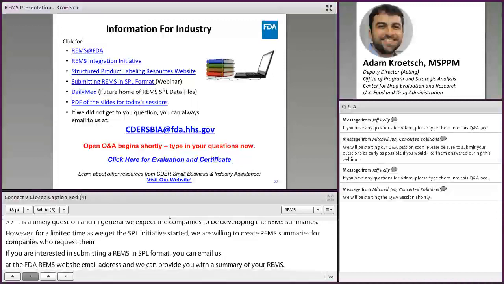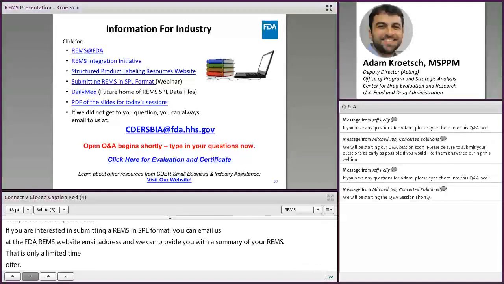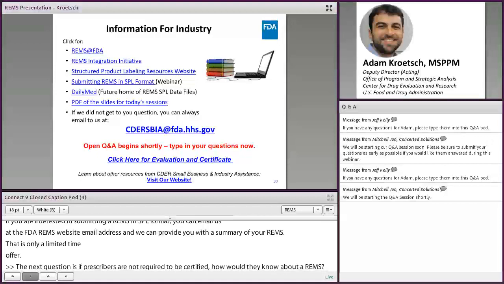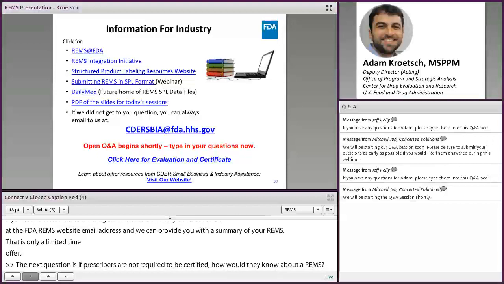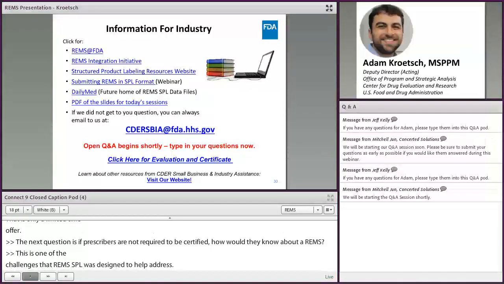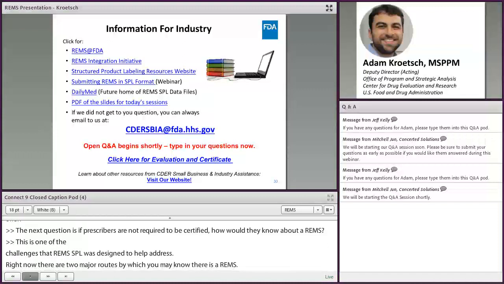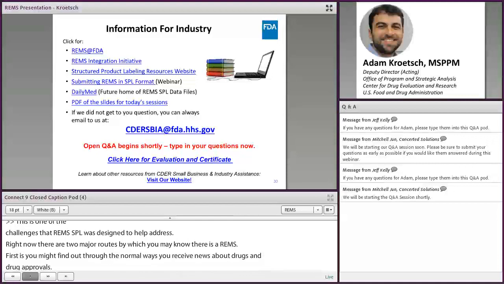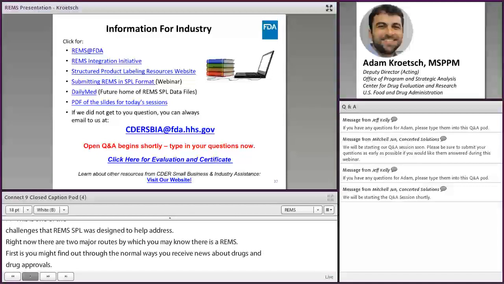Next question. If prescribers are not required to be certified, how would they know about a REMS? This is actually one of the challenges that REMS SPL was designed to help address. Right now, there are two major routes by which you might know that there's a REMS. First is you might find out through, say, the normal ways that you receive news about drugs and drug approvals. And you might also find out from the sponsor themselves. In many cases, when a REMS product is released, the sponsor's representatives will have information about the REMS program.